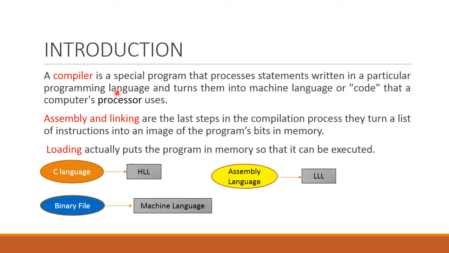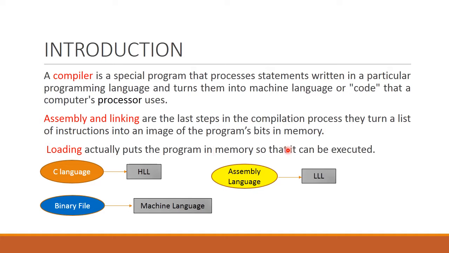A compiler is software which is used for converting a high-level language into a low-level language. That means for converting from one language to another language, we go for a compiler. The best example for a high-level language is our C language. C language is very simple and we can easily understand what processes are carried out.